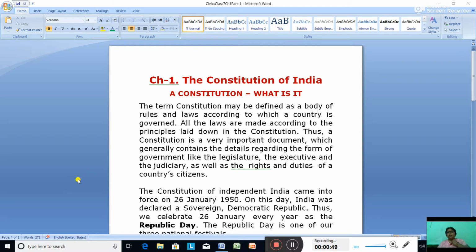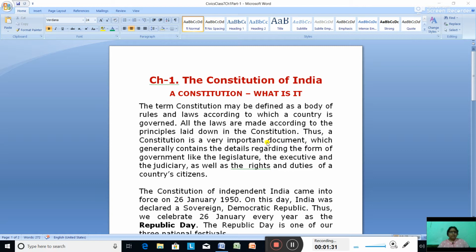But then what is Constitution? The term Constitution may be defined as a body of rules and laws according to which a country is governed. Then what are the things which are mentioned in our constitution? All the laws are made according to the principles laid down in the constitution.